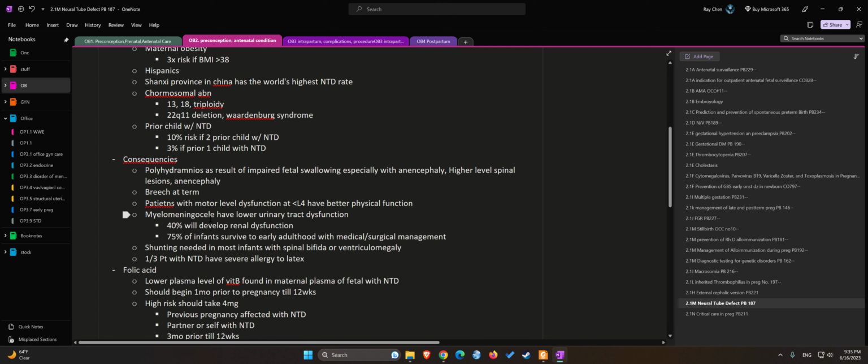1/3 of patients with NTD have severe allergy to latex. That's random.